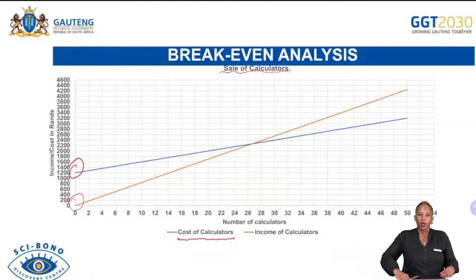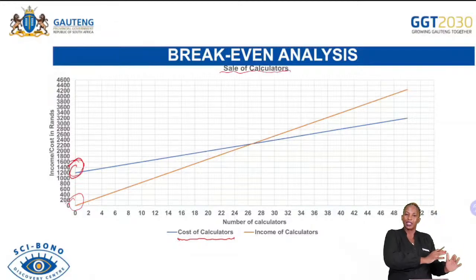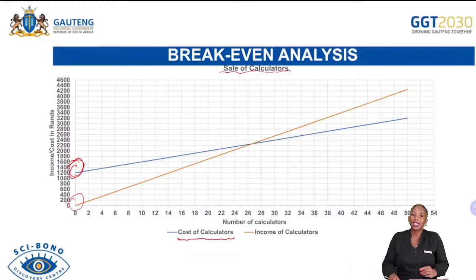Now you can see, before I can even sell to you, I bought that calculator for how much? For 80 rand. So it means the expenses are already there. The fixed expenses are there. The graph won't start at 0. But with an income, the graph starts where? It starts at 0, because I have to sell these calculators before I can make an income.